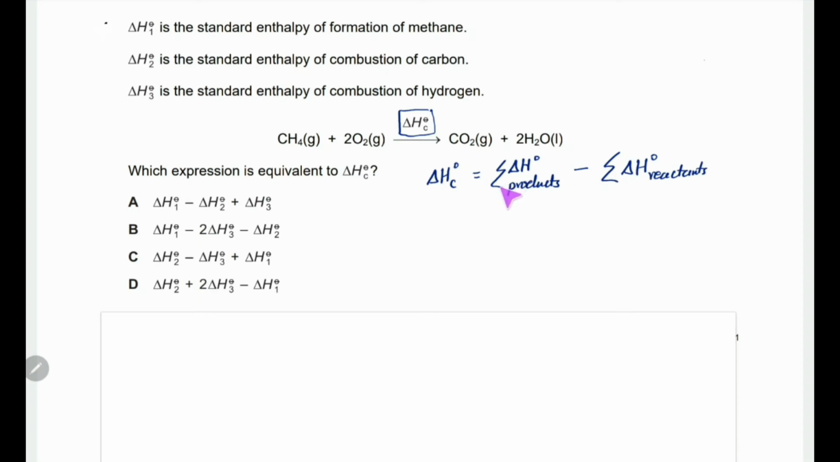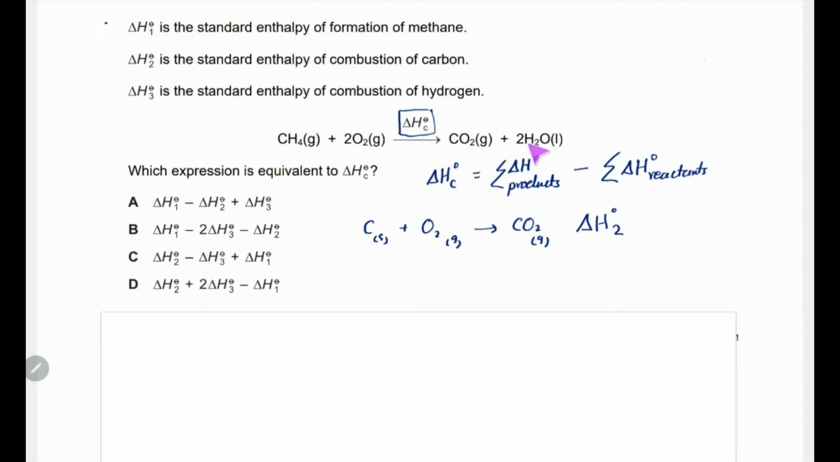This equation will give us our answer. Now, here the products are carbon dioxide, and they say that delta H naught 2 is the enthalpy of combustion of carbon. When solid carbon is burned in oxygen gas, producing carbon dioxide gas, the heat or the enthalpy is represented by delta H naught 2. So this is the enthalpy of formation of carbon dioxide, which is present in the products.